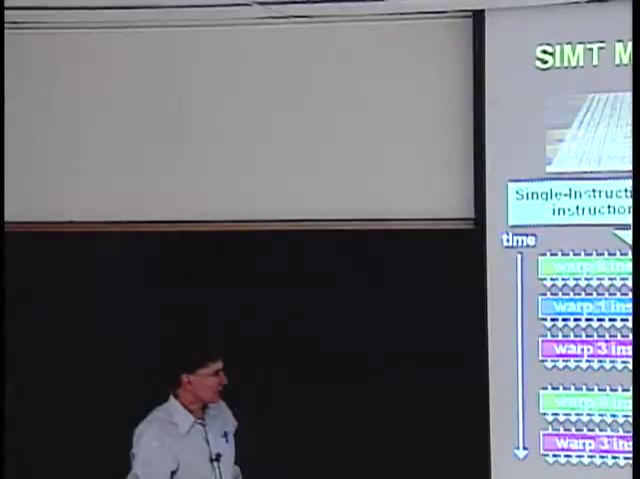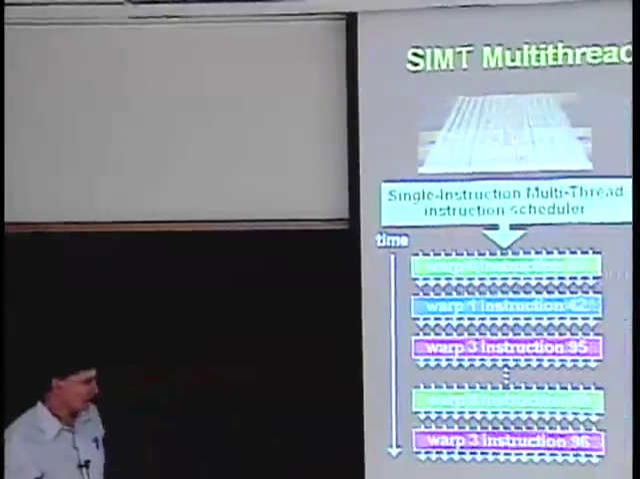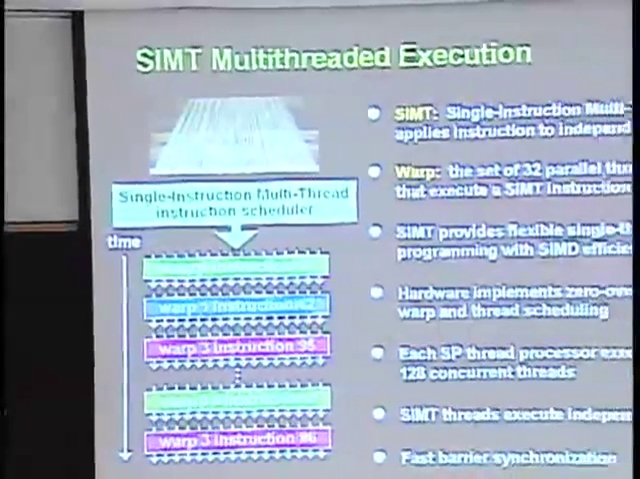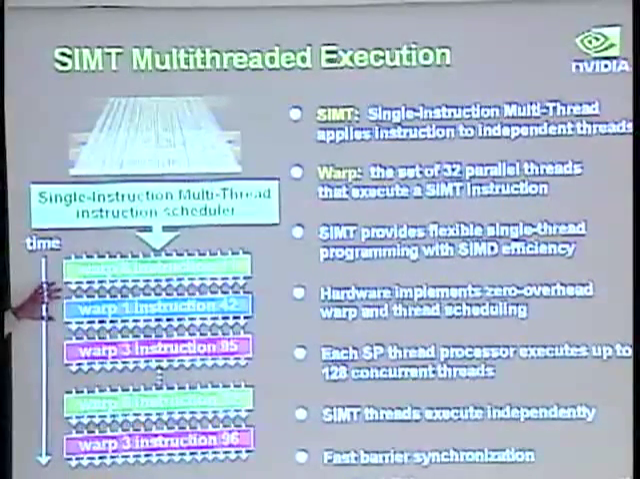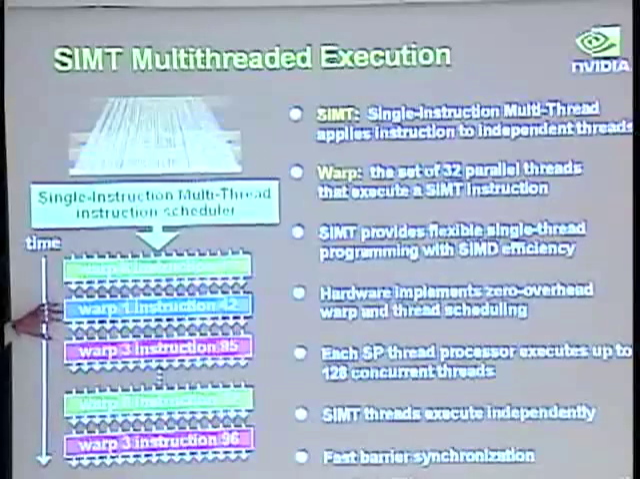The other thing that we get out of this is because the scheduler is hardware, we also get hardware barrier synchronization. So when a thread block wants to do a barrier synchronization, it issues one instruction which says wait at the barrier.